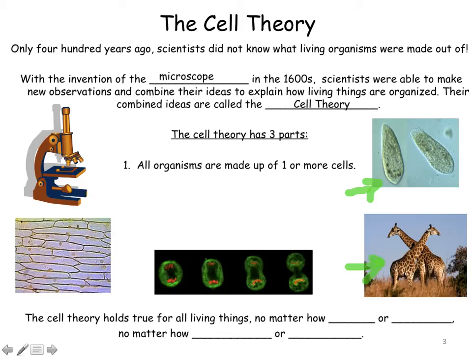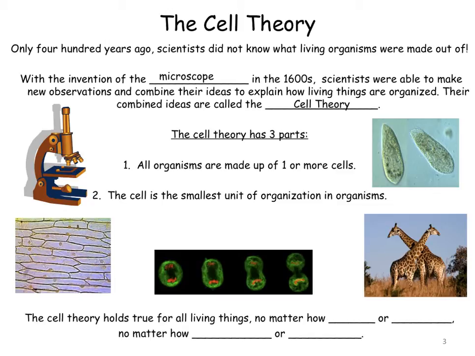The second part of the cell theory is that the cell is the smallest unit of organization in all organisms. So what this means is that the cell is the most basic structure within which functions can take place. A metaphor for this that you would be familiar with is how classrooms are the basic organization of a school, because they're the smallest structures in which functions like learning can take place.